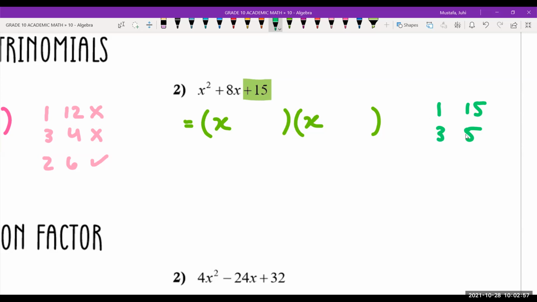Now we're going to look at these pairs of numbers and ask ourselves, which one of these can add or subtract to give us +8? Let's look at 1 and 15. Can we ever add or subtract 1 and 15 to give us 8? No, we can try adding, subtracting. It's not going to work. 3 and 5, can we add or subtract those to give us +8? Yeah, +3 plus 5 is going to give me +8. And then what's +3 times +5? It's +15. So that seems to be our answer.